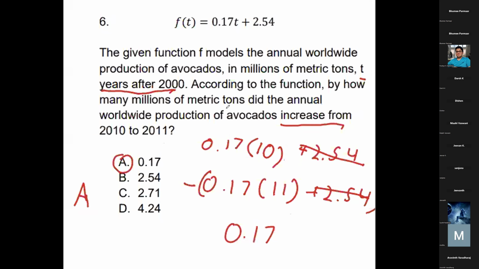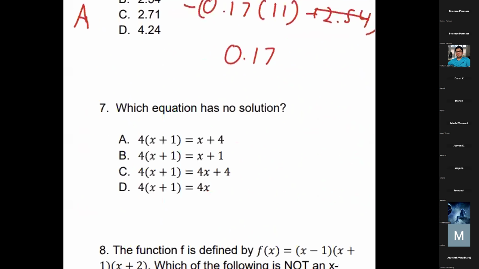Because it didn't ask us for the total annual production. It asked us for the increase from 2010 to 2011. It didn't ask us for the total production. Okay, back to question 7.